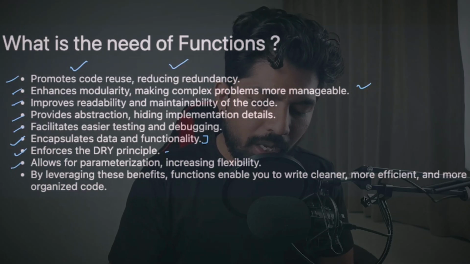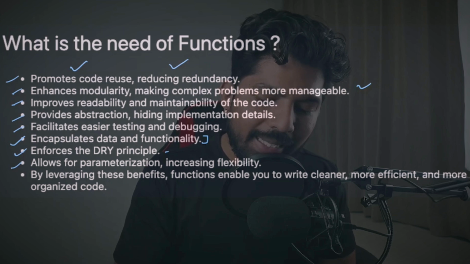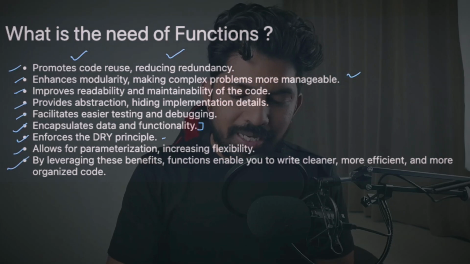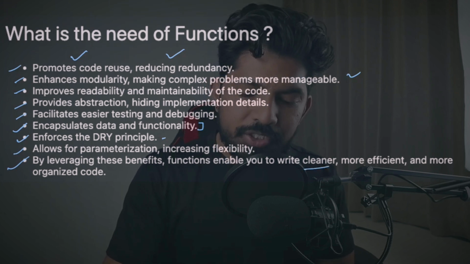Then next, it allows for parameterization and increases flexibility. We have seen that we can pass arguments, we can pass parameters here, and we can use them, so it becomes very flexible. By leveraging these benefits, functions enable you to write cleaner, more efficient, and more organized code. Now we are done with the theory. Now we will jump to coding examples of functions, and we will perform many examples so that you will become a pro in functions.